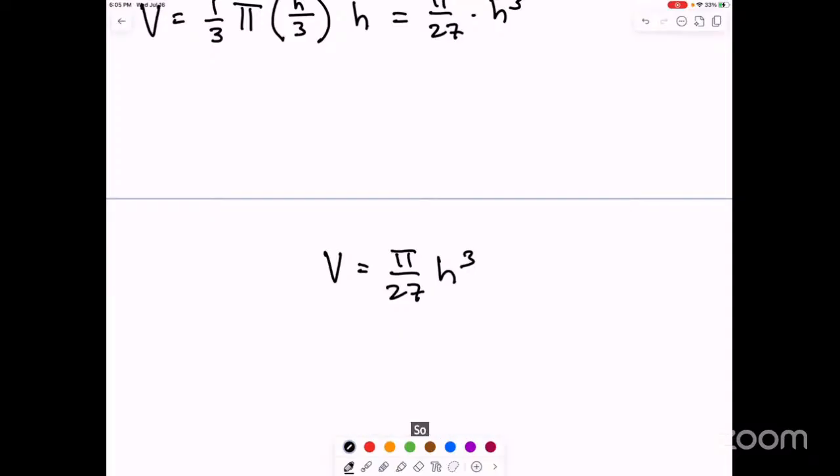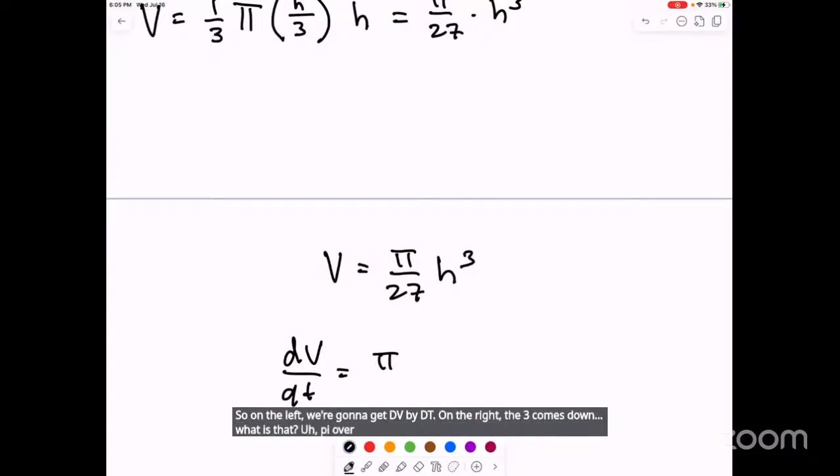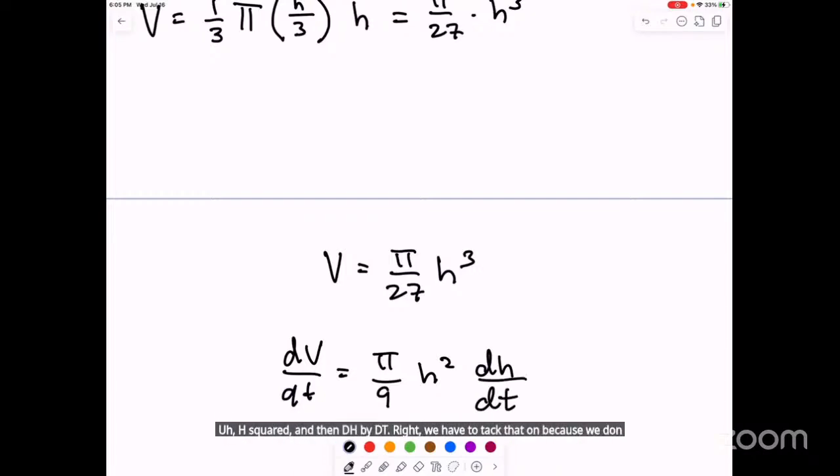So on the left, we're going to get dV by dt. On the right, the 3 comes down, what is that? Pi over 9 h squared, and then dh by dt. We have to tack that on because we don't have an exclusive expression with h and t, so we just tack that on, because we took the derivative of h with respect to t.